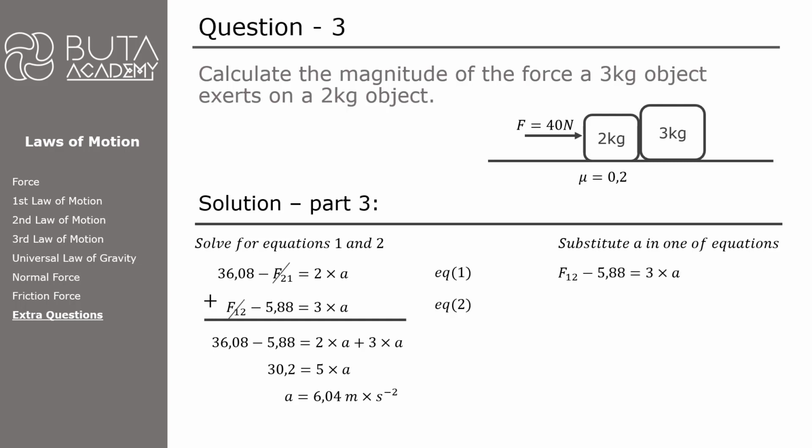F12 minus 5.88 is equal to 3 times a. And we have just calculated the acceleration as 6.04 meters per second square. Force exerted on the second object by the first one is equal to 24 newtons. As force 1-2 is equal to force 2-1, the force applied on the first object by the second object is also going to be equal to 24 newtons.